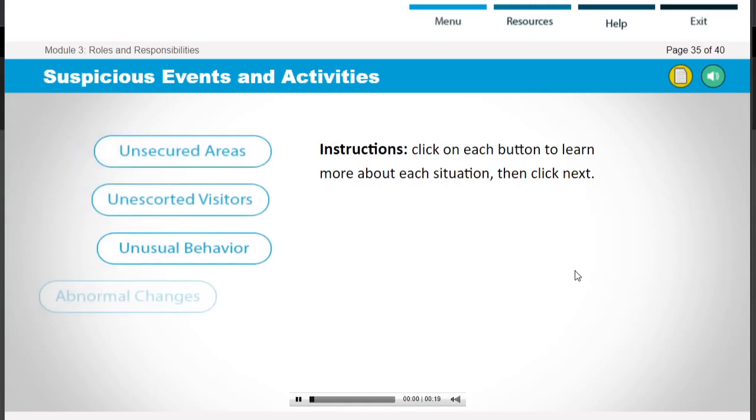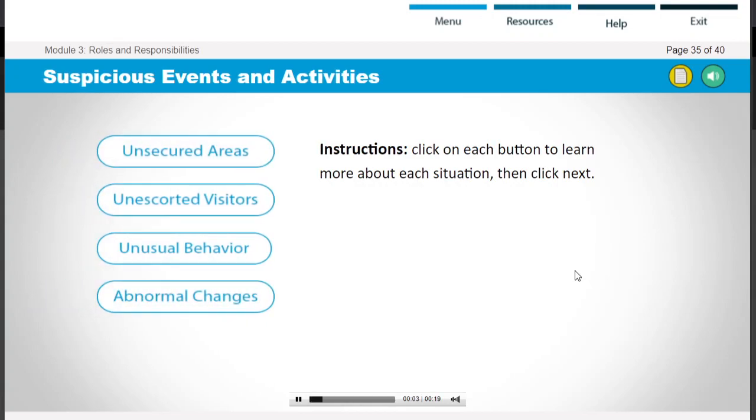Do you pay attention to what's going on around you at work? Would you recognize suspicious activity? Here are some things to look out for. If you see these things, you should report them. As the old saying goes, better safe than sorry. Click on each button to learn more about each situation, then click Next.